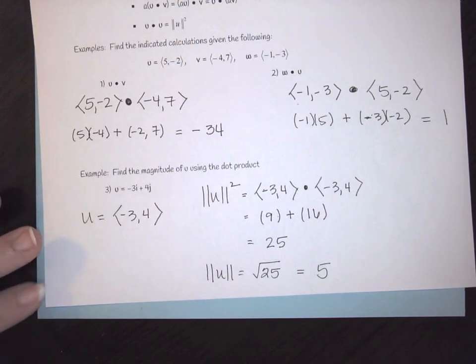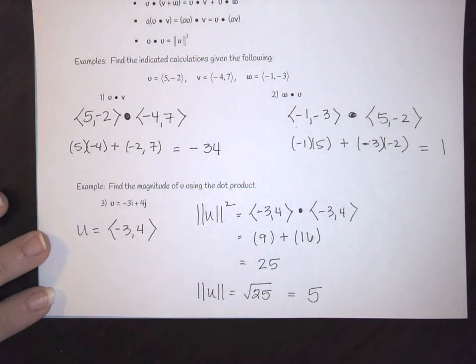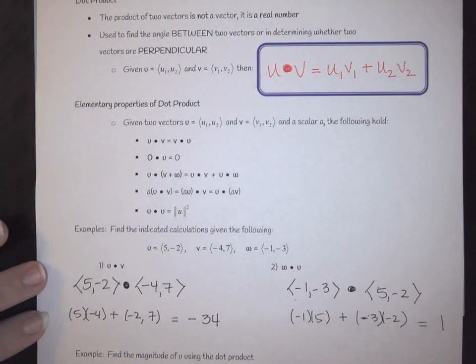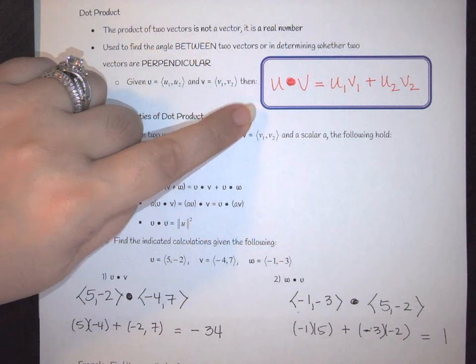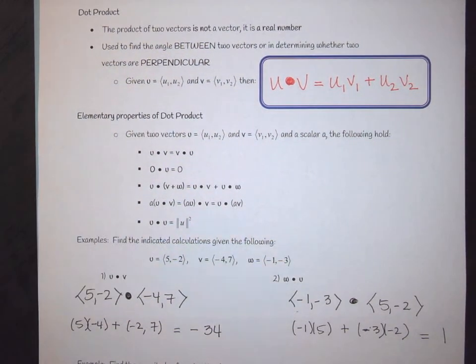So I hope those examples help to clear up a little bit of the dot product. The main thing that you simply have to remember here is what the actual rule is and the different properties that you can use with it.